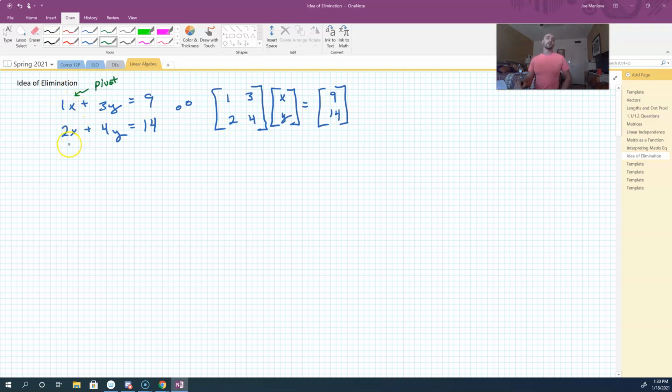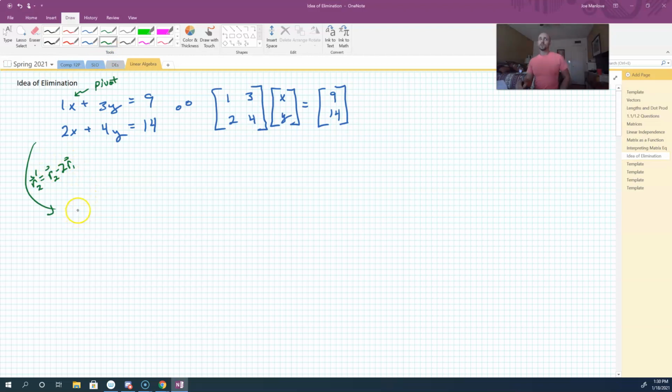So I have a 1 there. I'd like to get rid of this 2x, right? So I think to myself, okay, I'm going to multiply this row by something and add it to the second row. The kind of operation I'm doing here, if you're familiar with this notation, is making a new row 2, and that new row 2 is going to be the old row 2 minus twice the old row 1.